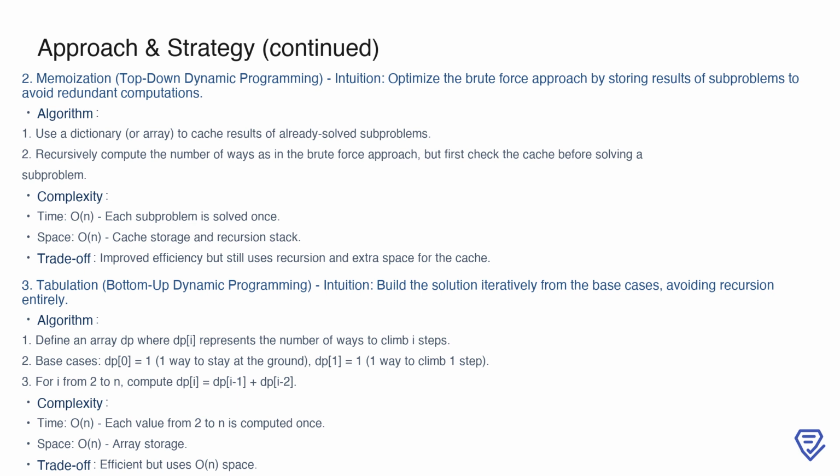Another approach is tabulation, which is a bottom-up dynamic programming method. Instead of recursion, we build the solution iteratively starting from the base cases. We define an array dp where dp[i] represents the number of ways to climb i steps. Starting with dp[0] equals 1 and dp[1] equals 1, we compute each subsequent value as the sum of the previous two, dp[i] equals dp[i-1] plus dp[i-2]. This method also has a time complexity of O(n), but it uses O(n) space due to the dp array. While this is more efficient than recursion, the space usage can still be optimized further.